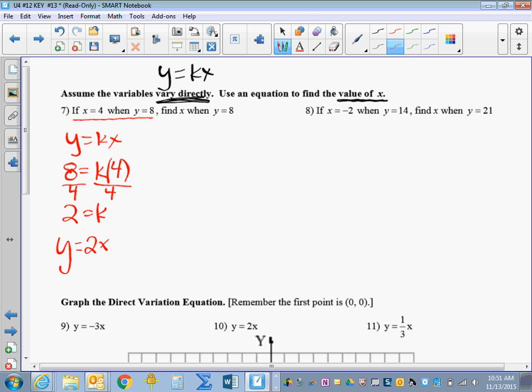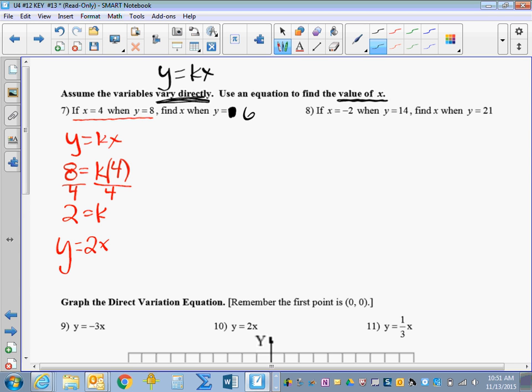Alright, so we have y equals 2 times x. Now they asked us not to just write an equation, they want us to find the value of x. For this problem, this was actually a typo, so I want you to change this. It's not 8. Let's change it to, pick a number. 6. Alright, let's go to 6. So change it so y equals 6.